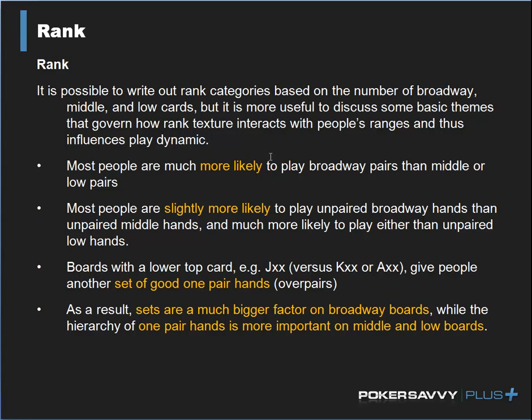The impact of this is that sets are a much bigger factor on Broadway boards. There's also this comment about overpair possibilities on a board like Ace XX. All of the pocket pairs that didn't flop a set are worthless. On Jack XX, obviously, there's a lot of overpair combinations, including overpair plus draw combinations that are significantly valuable. Sets are a much bigger factor on Broadway boards. The hierarchy of one pair hands is more important on middle and low boards.